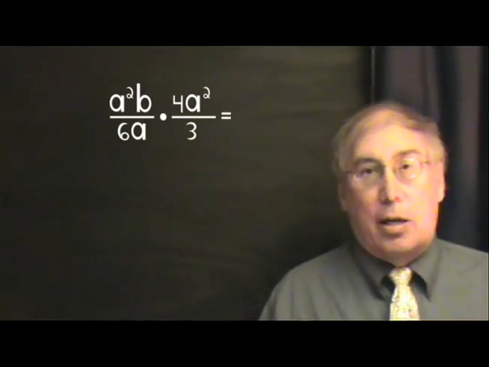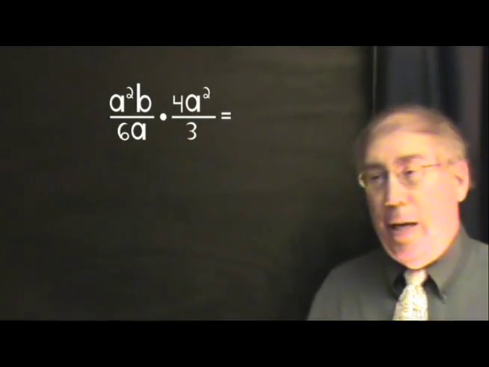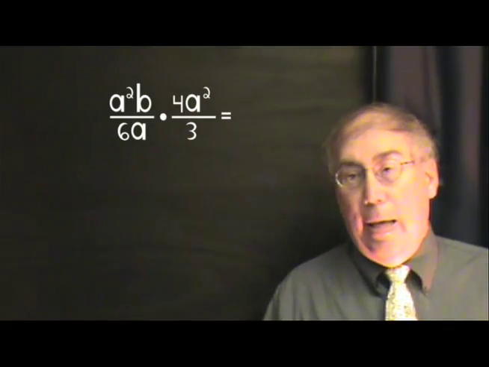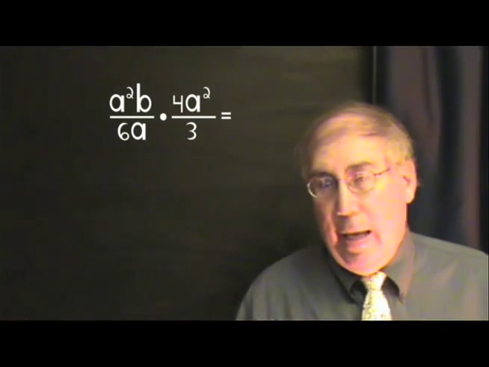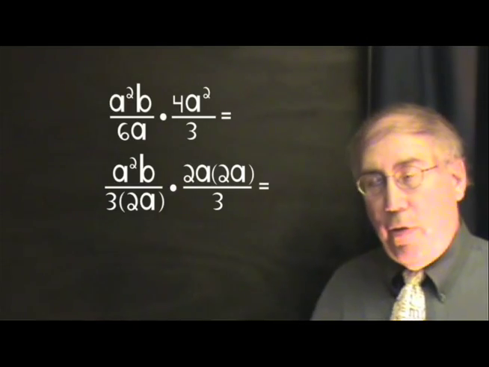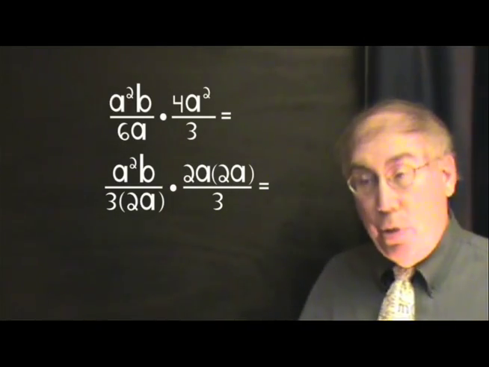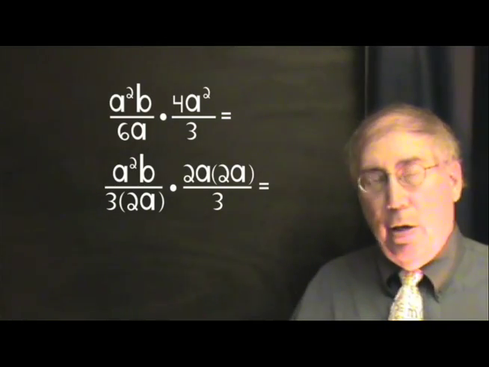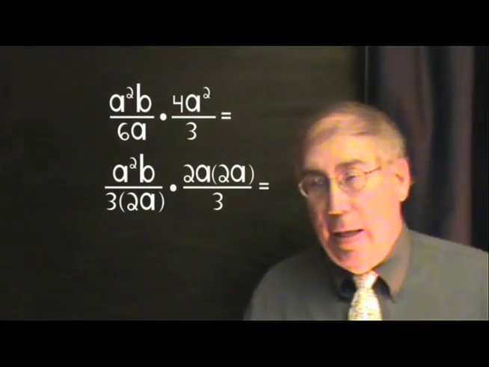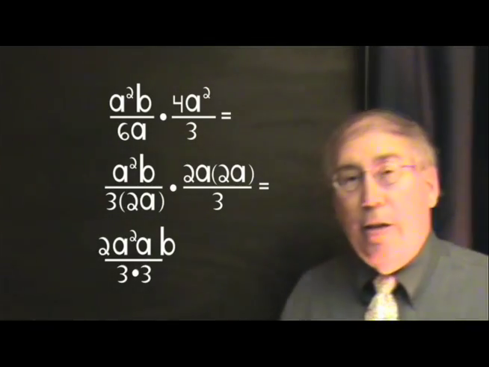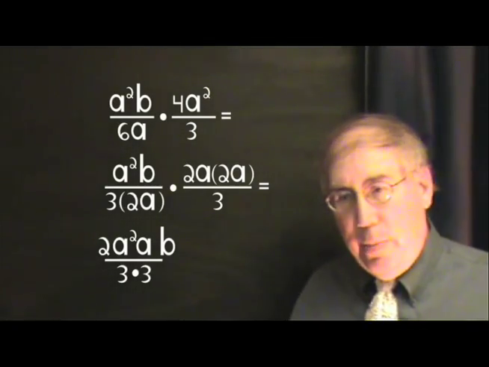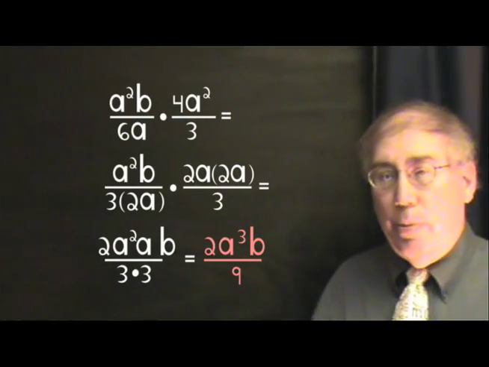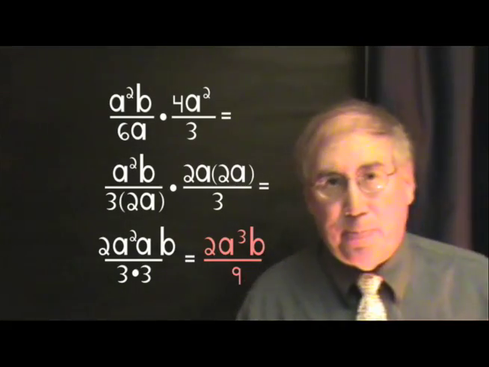Now let's use some variables that follow the same kind of procedure here. Now that 4a squared will factor into 2a times 2a, and the 6a in the first fraction will factor into 3 times 2a, and notice that the 2a's from the numerator and denominator there will cancel out, and then you'll be left with this here. Now the a squared times a is just a cubed, and the 3 times 3 is just 9. So in the end here you get 2a cubed b over 9.